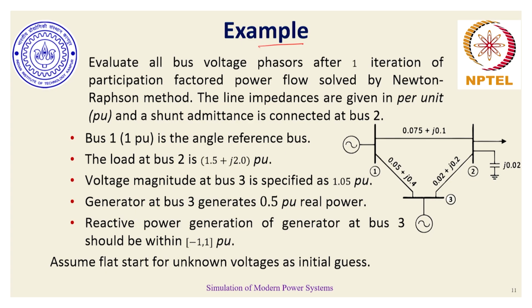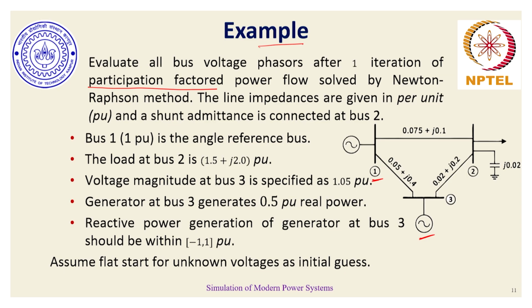The data sheet here, or the specification here, is the same system, same data as we saw for the Newton-Raphson application for voltage phasors in rectangular coordinates. The difference here is that generators at bus 1 and bus 3 will have participation factors. I will discuss two cases of participation factors, and we'll see how the corresponding process flow goes.